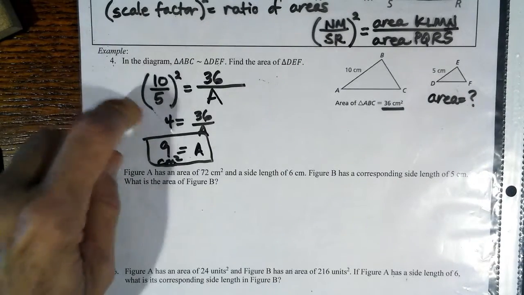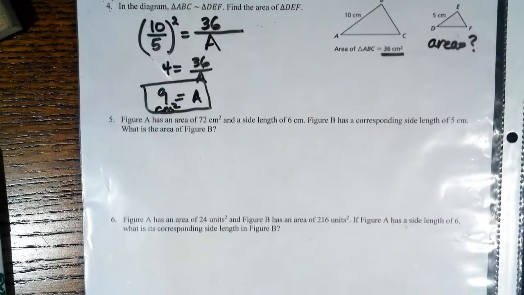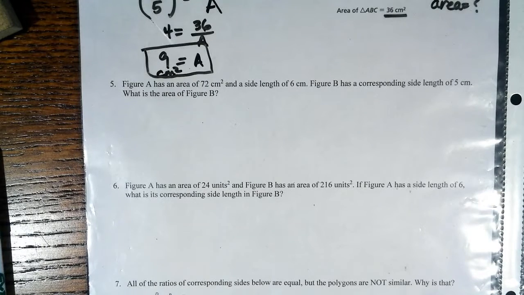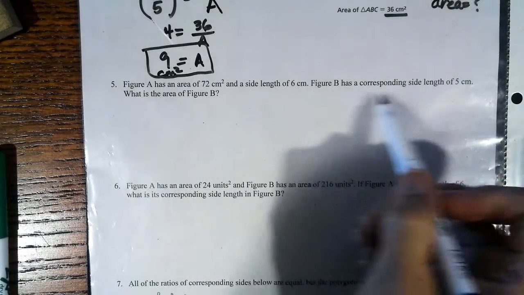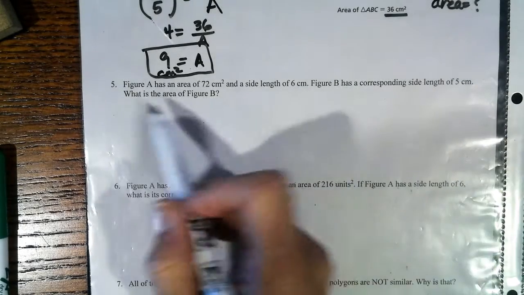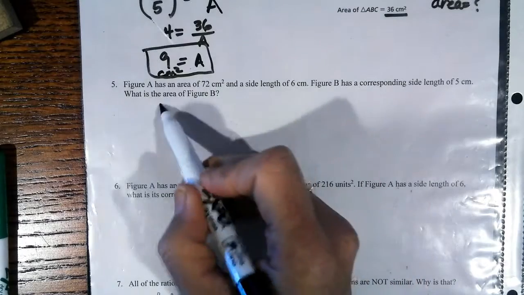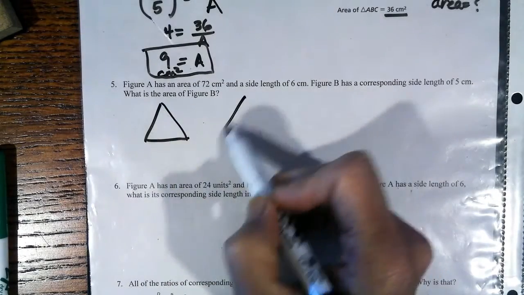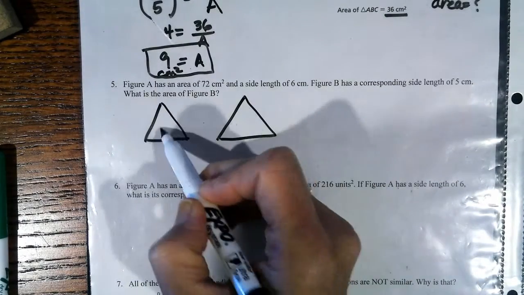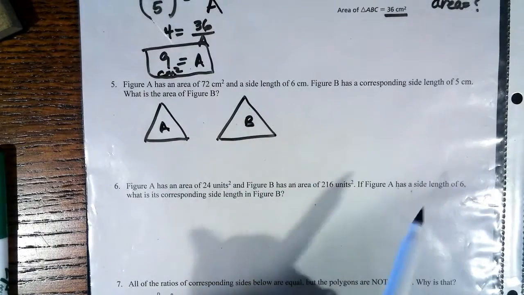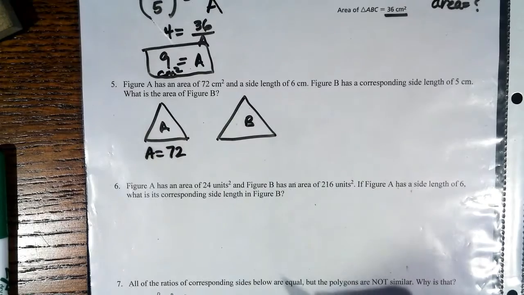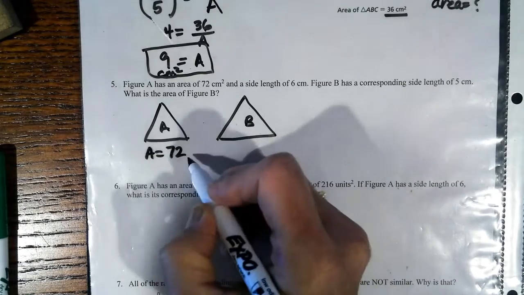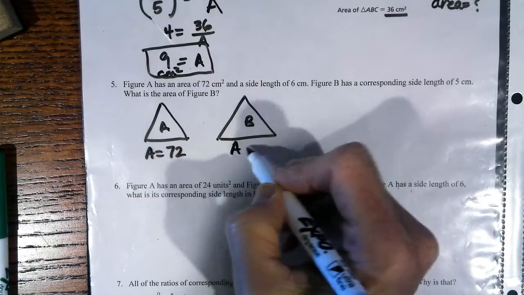Almost as simple, just got to remember that square. Area is squared. Okay, figure A has an area of 72 centimeters squared and a side length of 6. Figure B has a corresponding length of 5. What's the area? I'm just going to make triangles because they're the easiest things to draw. I know that this has an area of 72 centimeters squared. I am looking for this area.